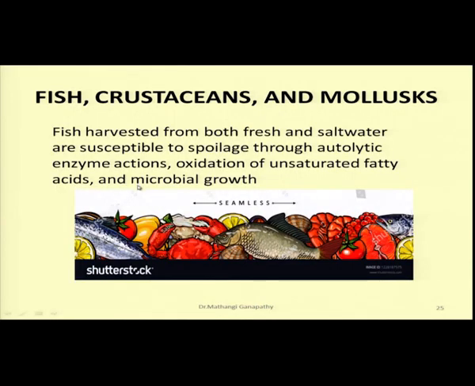So, seafood generally forms a separate category, where you have to take different sorts of precautions, whether it is fresh water or salt water, marine environment. In both cases, the nature of the nutrition component of these products is totally different from what you see in land-borne animal meat. Fish, whether harvested from fresh water or salt water, normally has autolytic enzyme actions. They have a large amount of unsaturated fatty acids present in the fish.